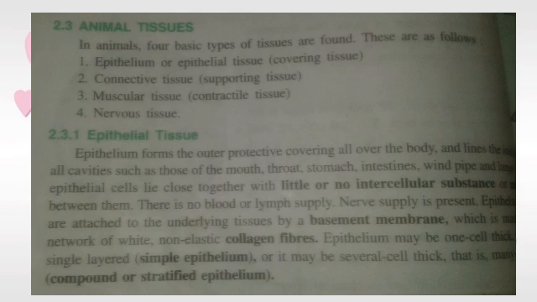So epithelial tissue forms the outer protective covering of all our body parts, as we have said, and lines the inside of all the cavities, such as those of the mouth, throat, stomach, intestine, windpipe and lungs. The epithelial cells lie close together with little or no intercellular substance, space or matrix between them. There is no blood and lymph supply. Nerve supply is present in the epithelial cells, and epithelial cells are attached to the underlying tissue, the basement membrane, which is made up of a network of white or non-elastic collagen fibers.